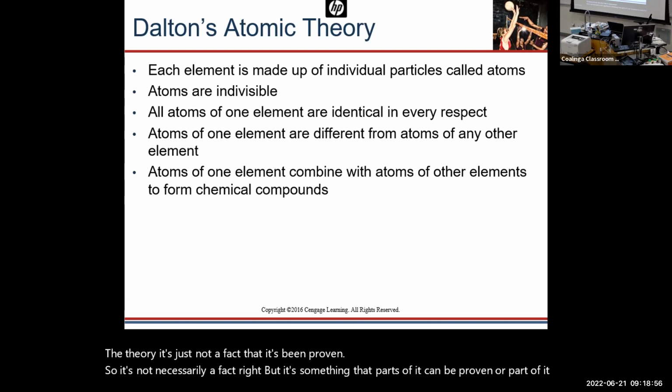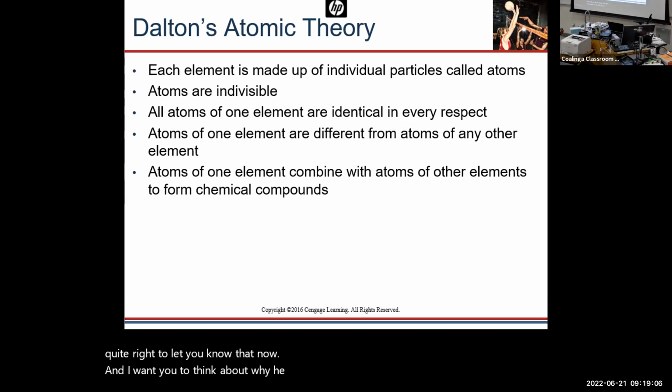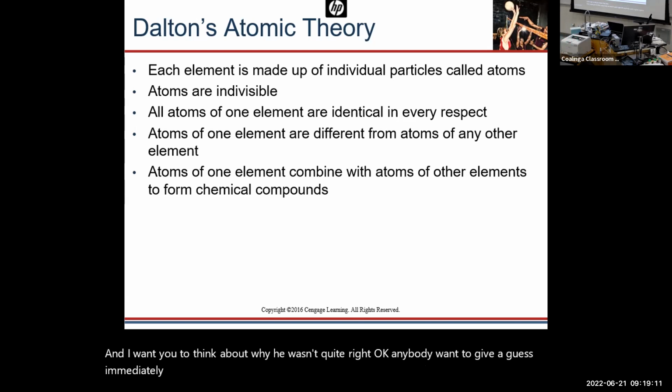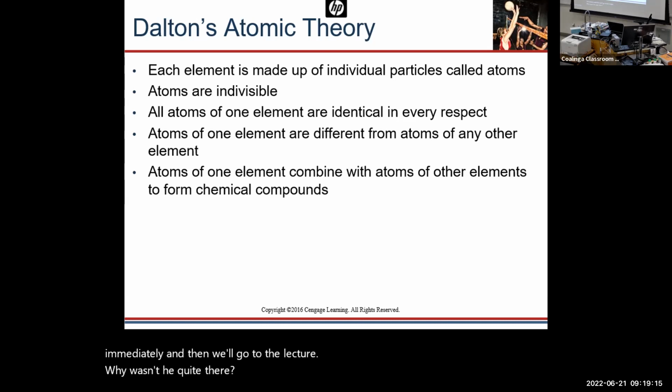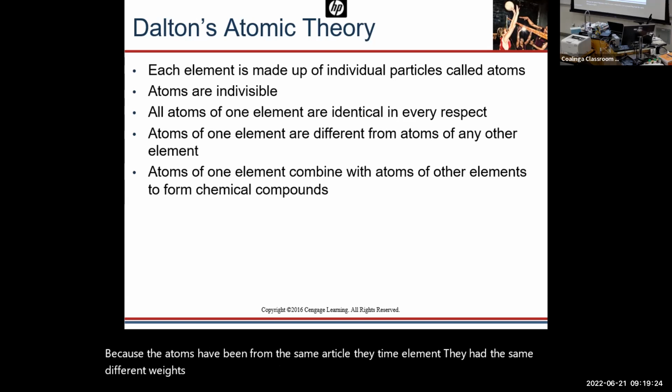So this is where he started, right? Now, he wasn't quite right. I'll let you know that now. And I want you to think about why he wasn't quite right, okay? Anybody want to give a guess immediately? And then we'll go through the lecture. Why wasn't he quite right? Because atoms from the same element can have different weights. And they were separate. Okay, good. And you said they were separate.